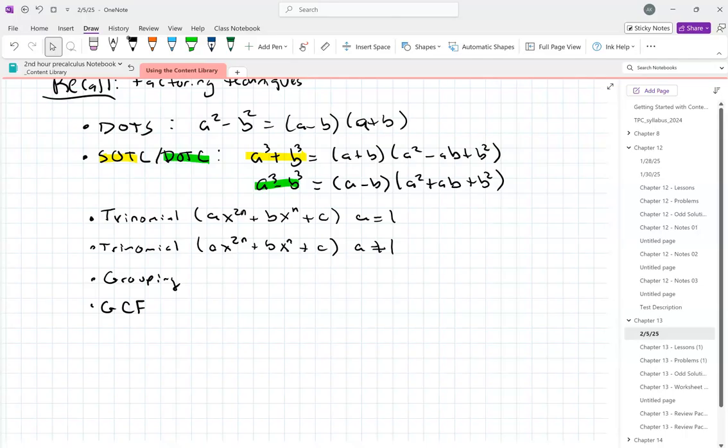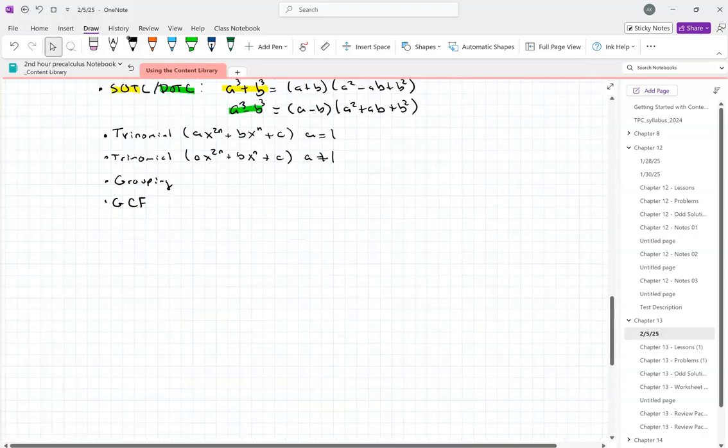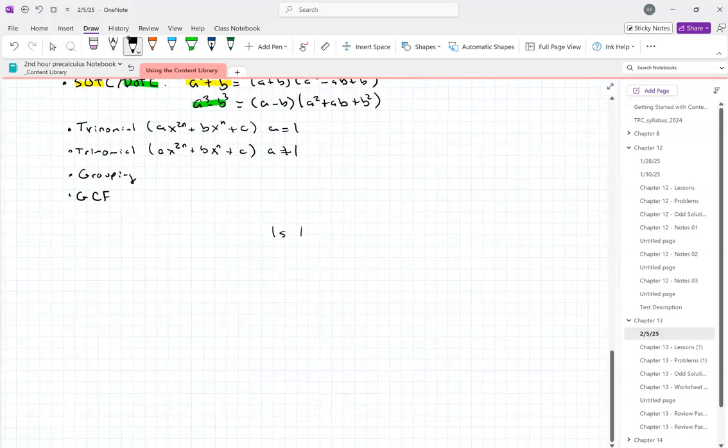What I like to do when I introduce this, or when I teach this, is I build a flow chart that dictates what techniques we're going to use given the different circumstances, and then we'll go through and do some examples in a minute. So I'm going to build out that flow chart for you guys right now. So the first thing we're going to do is look for a greatest common factor.